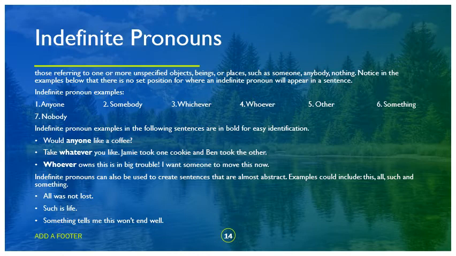Indefinite pronouns can also be used to create sentences that are almost abstract. Examples could include this, all, such, and something. All was not lost. Such is life. Something tells me this won't end well. Now, in these sentences, you can see for yourself that something abstract is being said here.